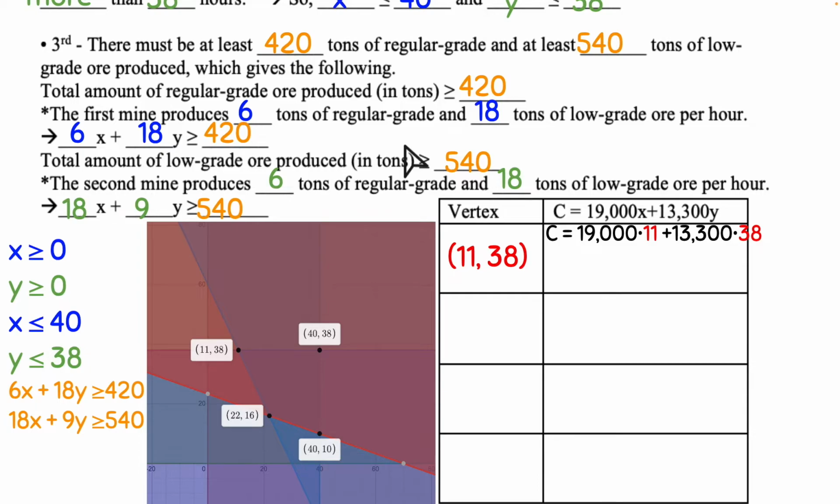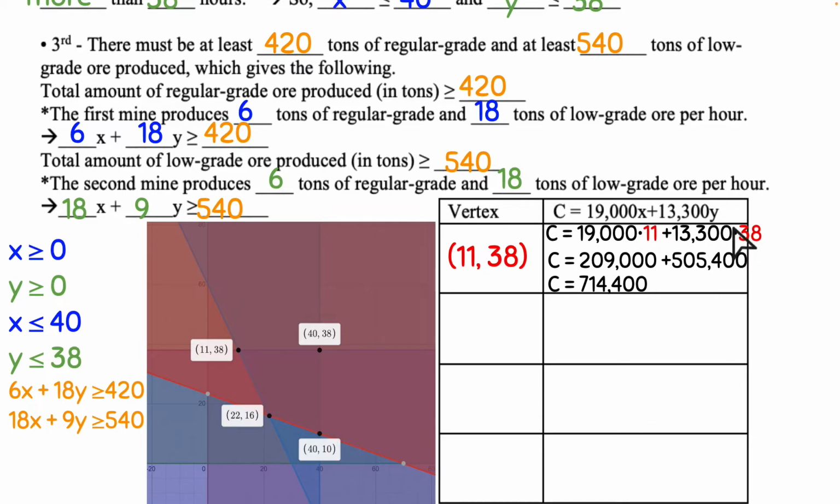So with this one, 19,000 times 11 is 209,000. 13,300 times 38 is 505,400, and then I'm going to add them together to get 714,400. So we're definitely dealing with bigger numbers, which hopefully makes sense. If it's 19,000 per hour and I'm operating for multiple hours, that number is going to get pretty big pretty fast. Same thing with the 13,300.